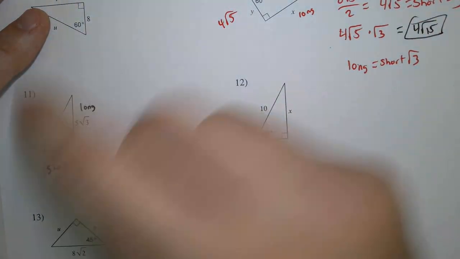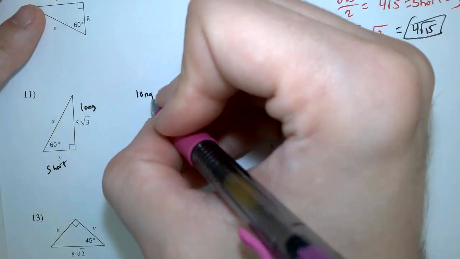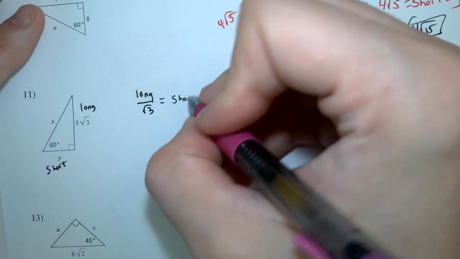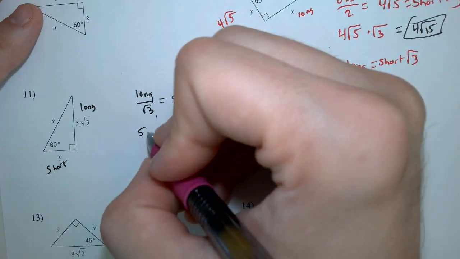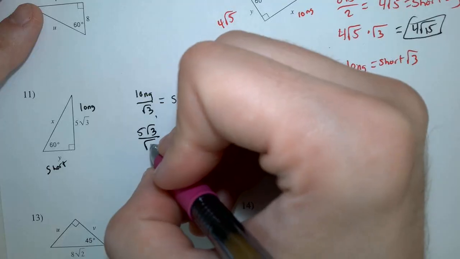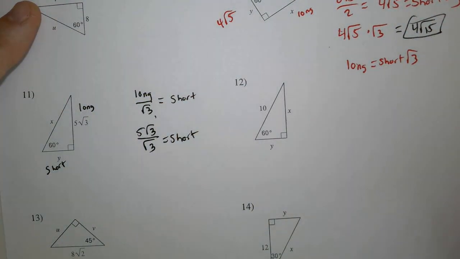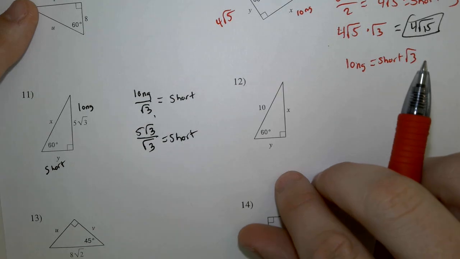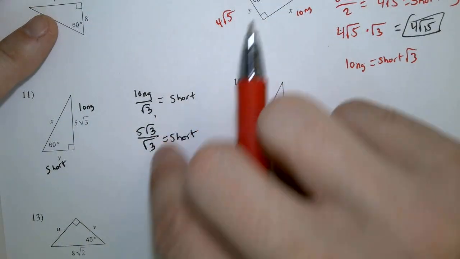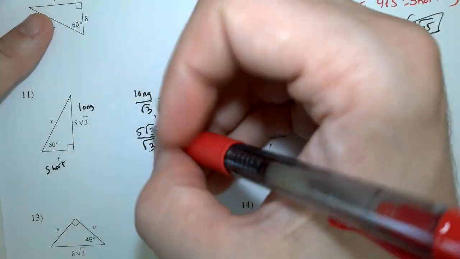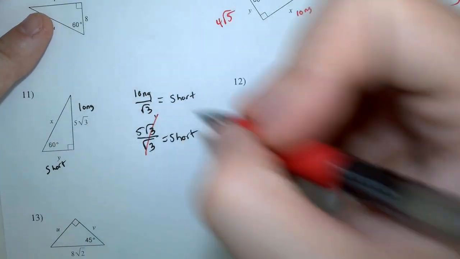If we need to go from long to short, remember that the long divided by the square root of 3 is equal to the short. So that means we're going to have to do 5 square roots of 3 divided by the square root of 3 to get our short side. In this case, I don't need to multiply by the square root of 3 over the square root of 3, because if you take 5 square roots of 3 and divide by the square root of 3, what's on the inside of the radical can divide by what's on the inside of the radical, which ends up just canceling.